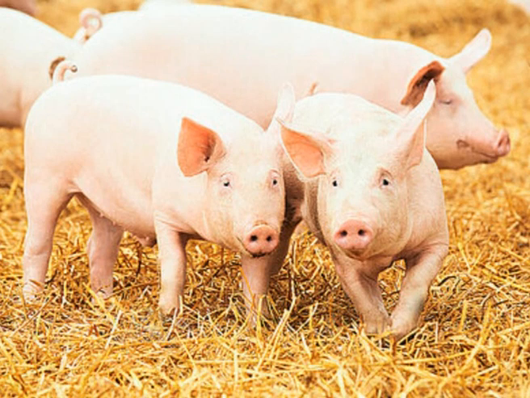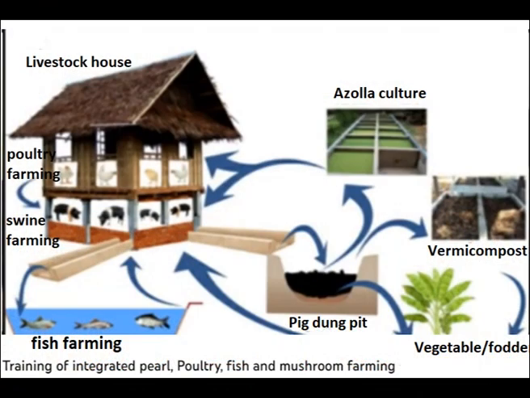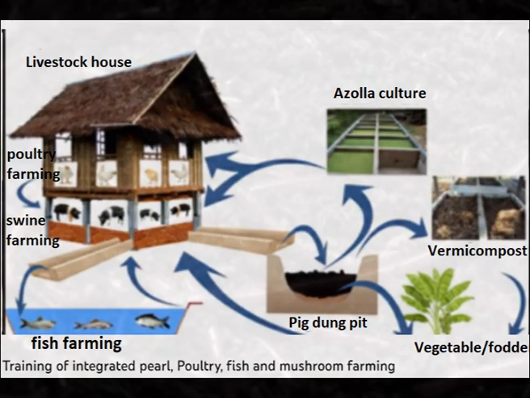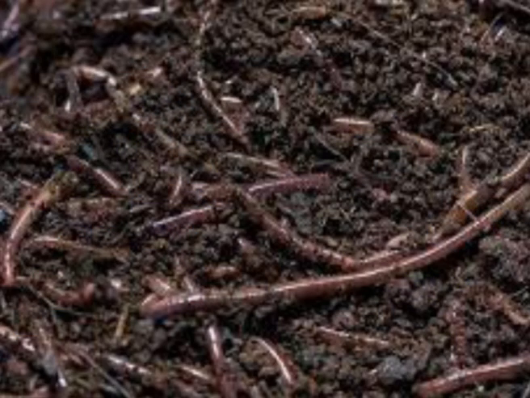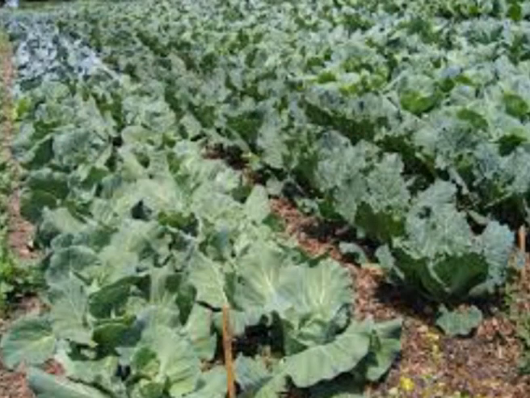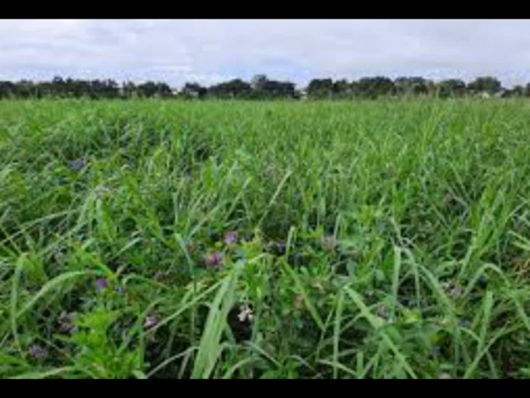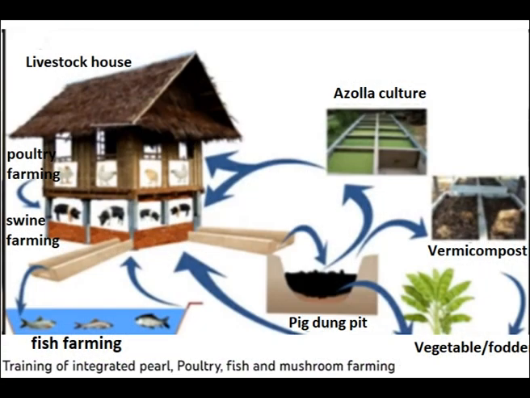Swine production also produces a pig dung pit. These pig dung pits are important to prepare vermicompost. Vermicompost is important to produce vegetables, or we can use it for our livestock. Generally, this picture shows integrated farming systems as a whole.